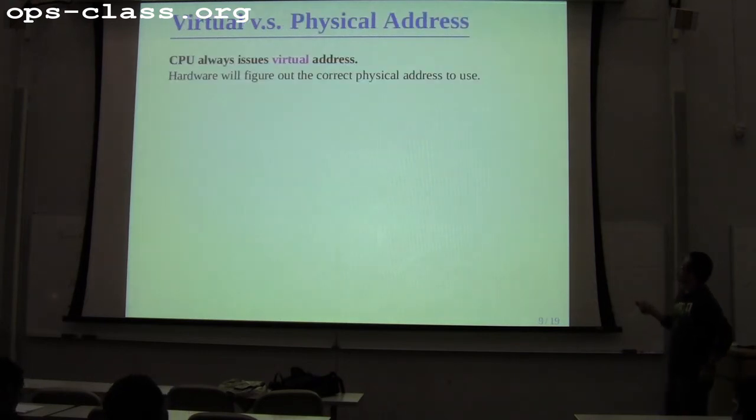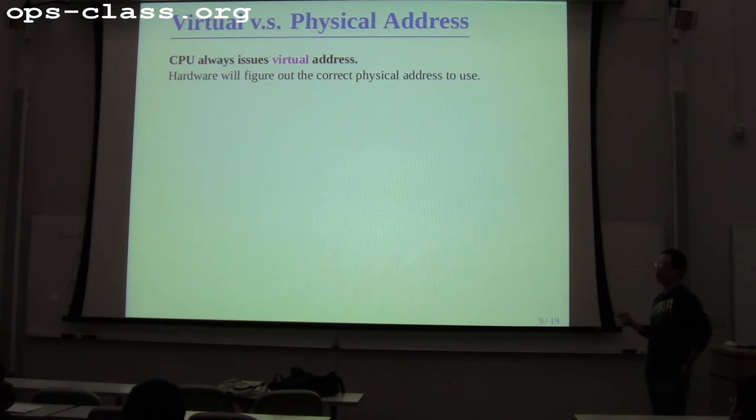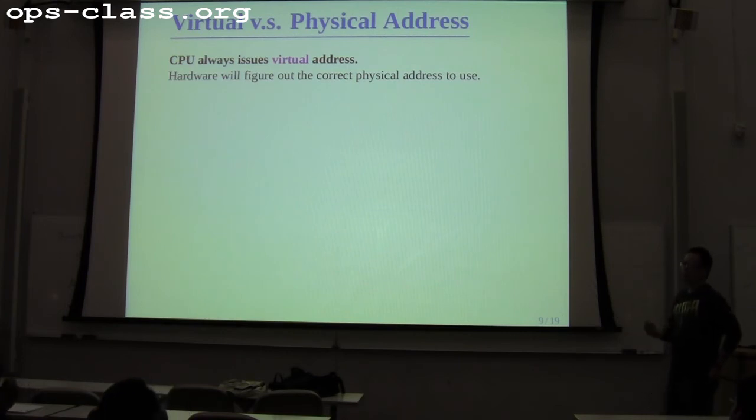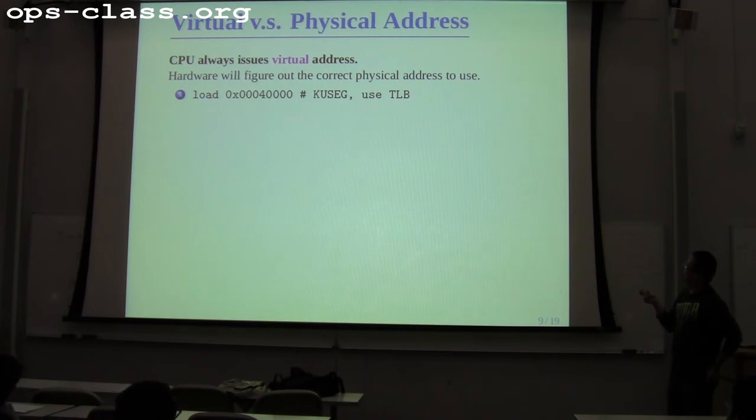Okay, so one rule of thumb is that the CPU always uses virtual memory. Right? Every address issued by the CPU is a virtual address. It's the hardware's responsibility to figure out which physical address to use depending on the virtual address. For example, if the CPU issues this instruction, the hardware will know that, okay, this is a user segment virtual address. I will use TLB to find out where the actual physical address is. So this part we will use TLB, right?